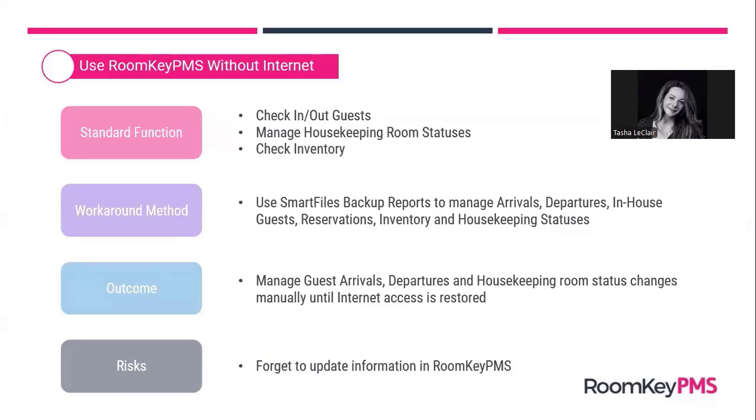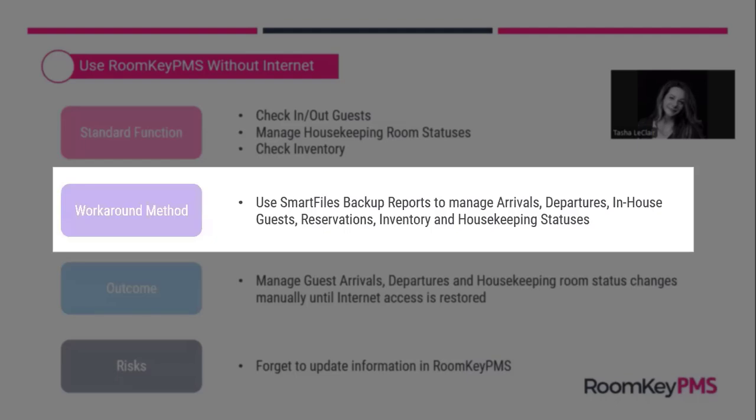we can still manage these standard functions, things like checking in and out guests, managing housekeeping room statuses, and checking your inventory. Now, the workaround method that we recommend in order to achieve these outcomes is using the Smart Files backup reports. You can view your arrivals, departures, in-house guests, as well as future reservations made and any inventory for the next 2 weeks. And most importantly, you can also view your housekeeping room statuses from those reports.